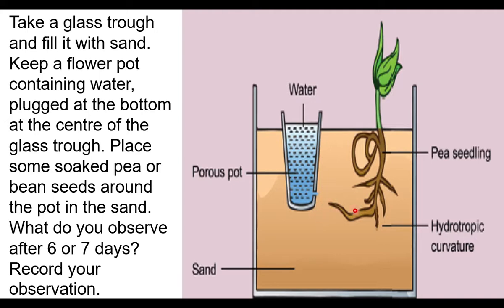If we keep a seed soaked in water, the seed germinates and a small plant comes out. The root of the small plant moves towards a source of water. This experiment demonstrates hydrotropism. What is hydrotropism? Movement of root system towards water is hydrotropism.